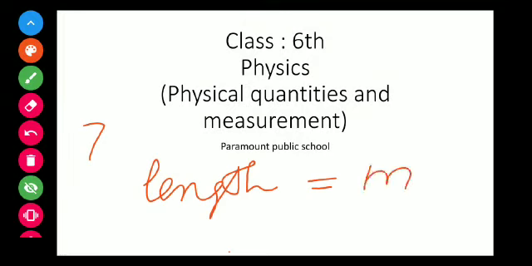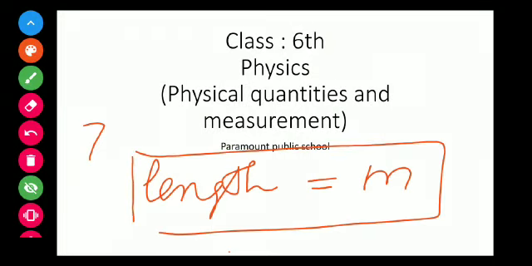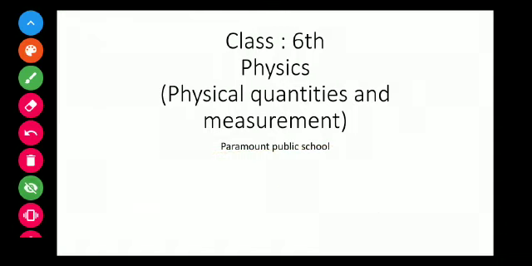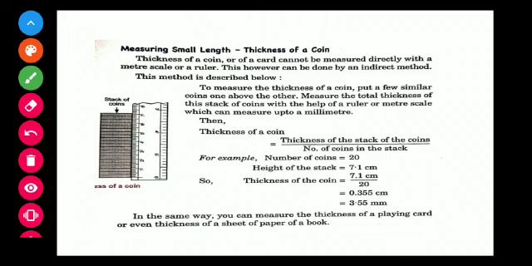In this lecture we study the measurement of length, and there are indirect methods to measure length. For example, how to measure the thickness of a coin, how to measure the thickness of a wire. With the help of the indirect method we can measure the thickness of a coin or the thickness of a thread or wire. First is measuring small lengths, that is, the thickness of a coin.